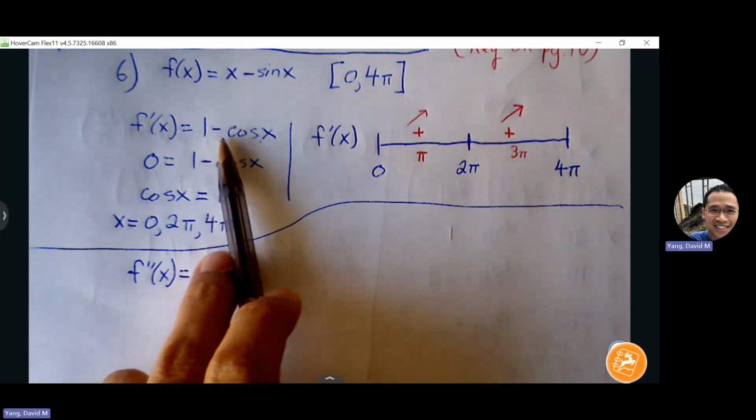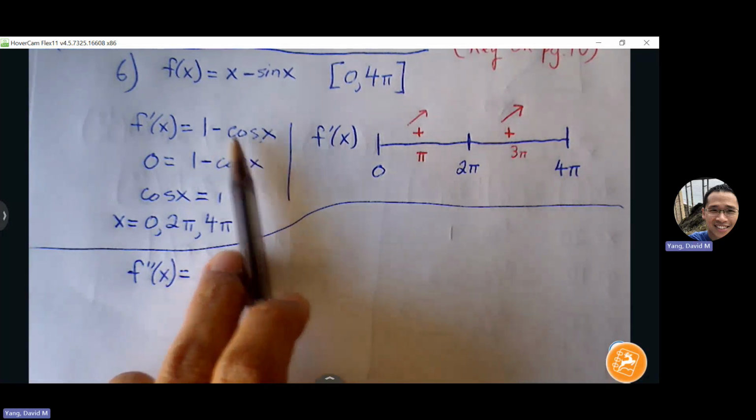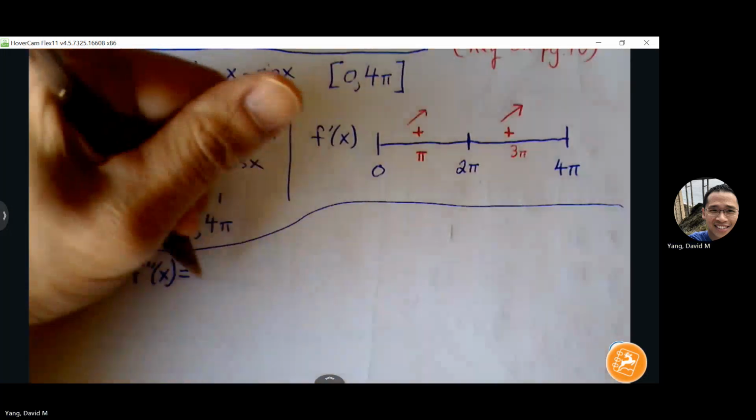F double prime, the 1 goes away to 0. Cosine becomes a negative sine. The two negatives cancel out.